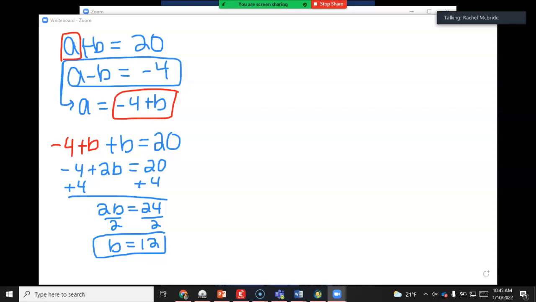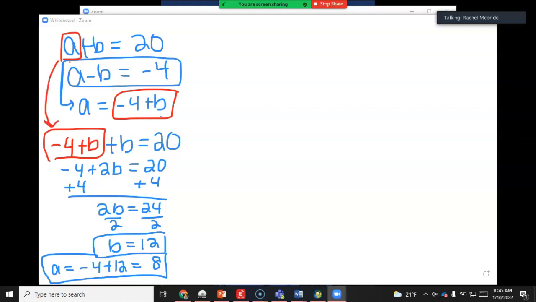It's not enough to solve for one variable. You have to solve for both. So we're going to take that 12, plug it in here, and you get A equals -4 plus 12, which means that A is equal to 8. So that is solving by substitution. On your quiz tomorrow, I will be looking for you replacing a variable with an expression.